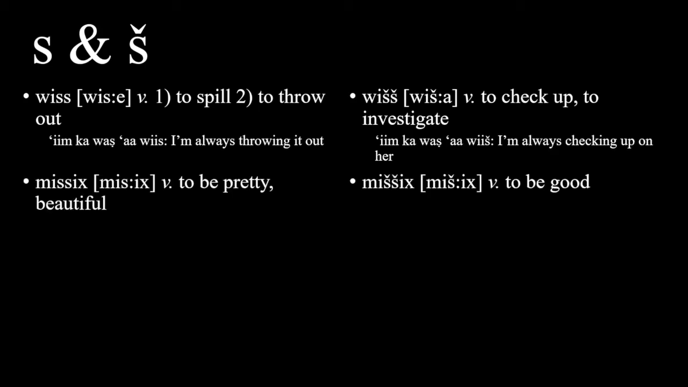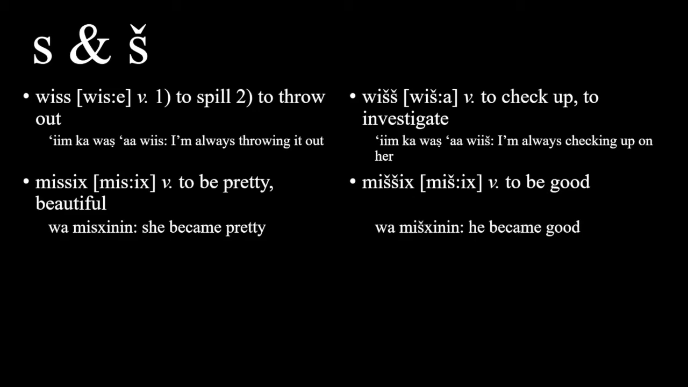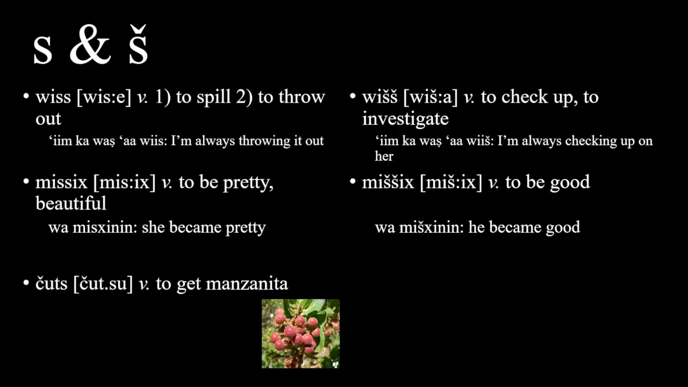Let's look at another pair that's really important. There's miššix and there's miššix. Miššix means to be pretty. Miššix means to be good. This is a classic example of the S and the SH sound. So wa miskinin, she became pretty, like she grew up and she became pretty, or she glowed up. Or wa miškinin, he became good, like a good person. Kind of like the Grinch when his heart grows, like wa miškinin or wa miskinin.